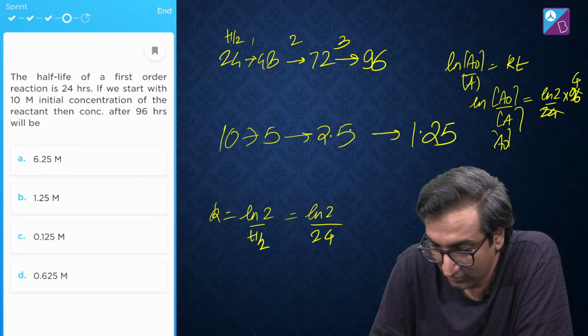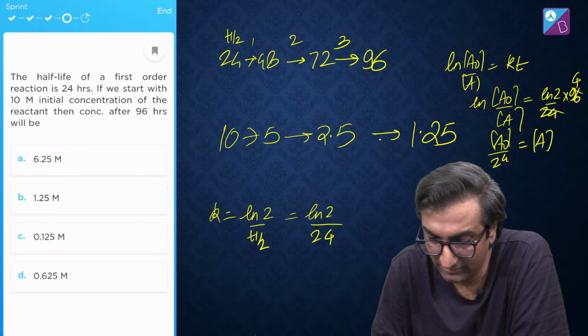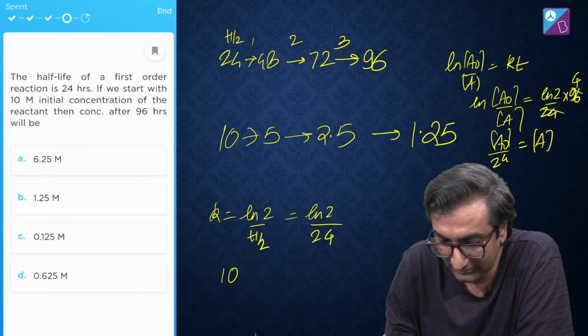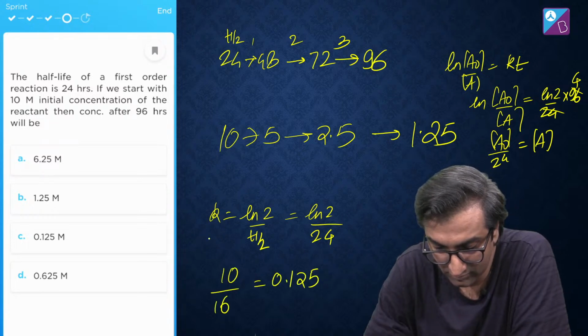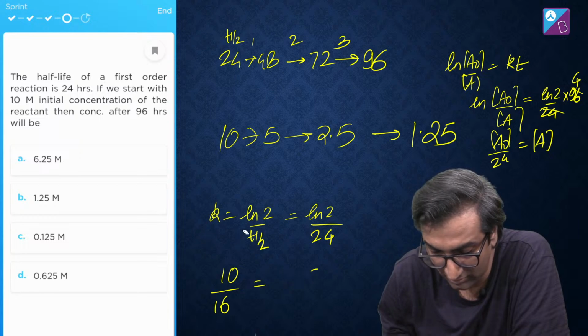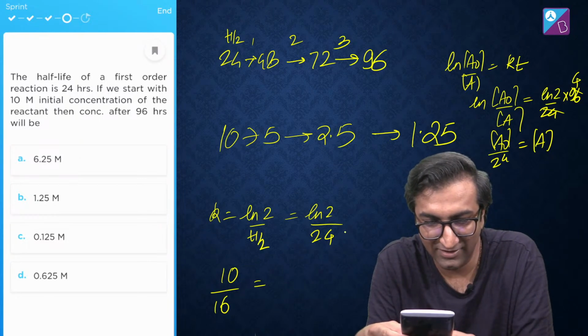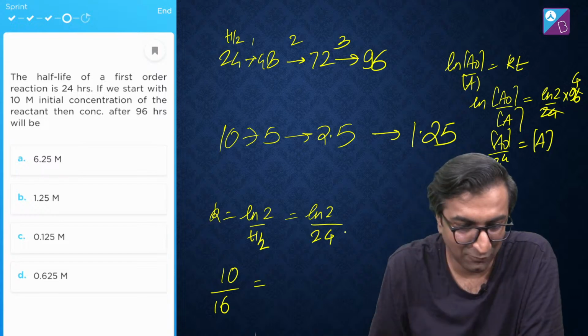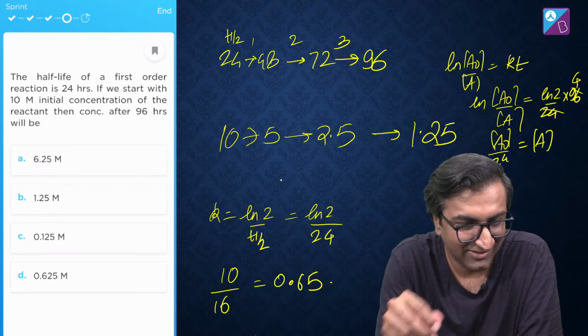a naught by 2 power 4 is going to be equal to a. If you want to do from this इस तरीके से भी कर सकते हो. ठीक है. So this is 10 by 16 which is 0.125. Whoopsie daisy. No, it's not. What is 10 by 16? It's not. Yeah, you're right. 0.625 exactly. इसलिए first राम बढ़िया. राम very nice.